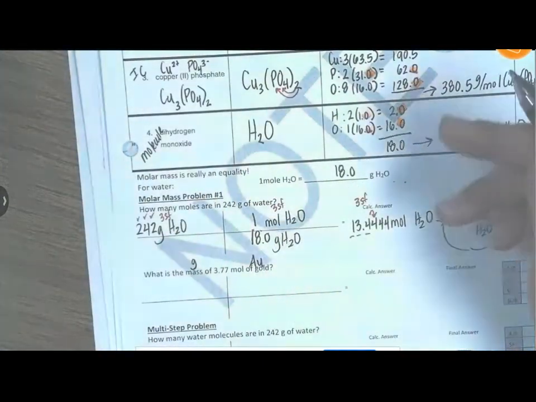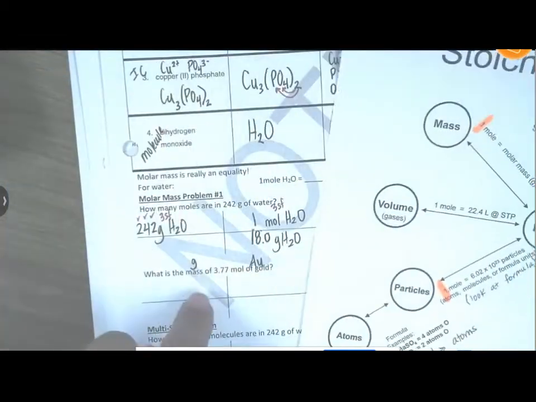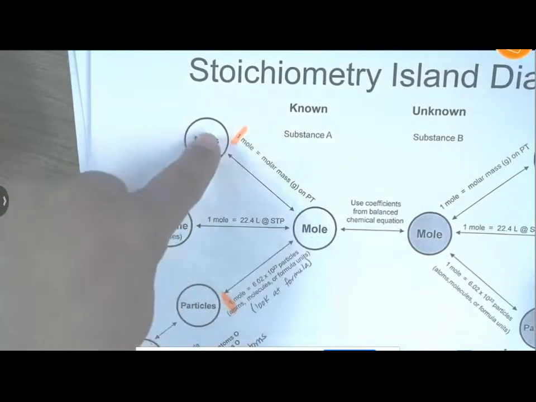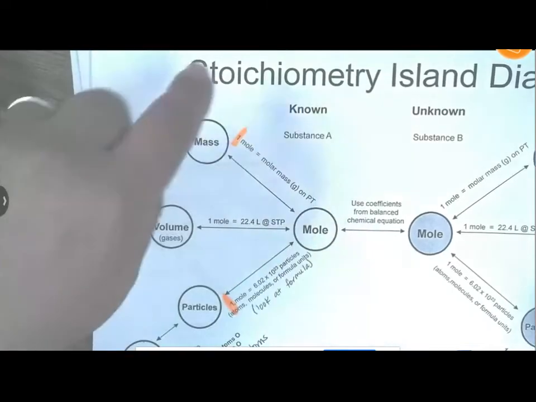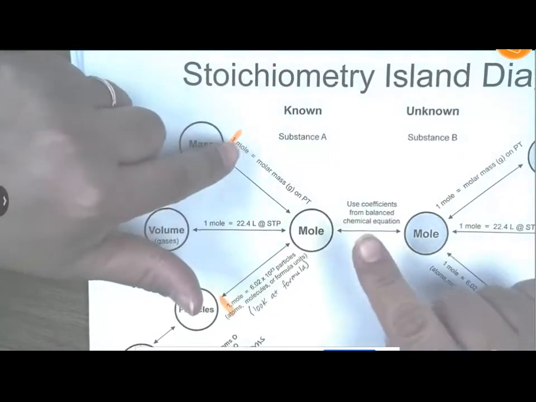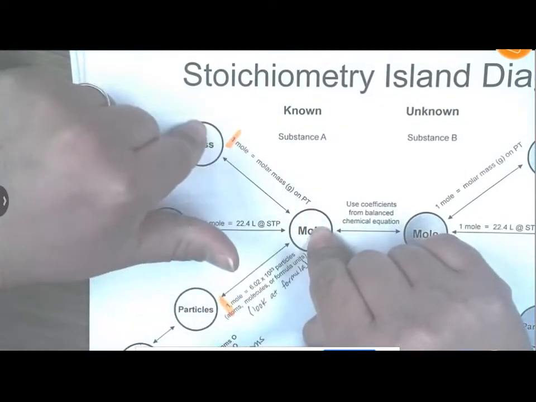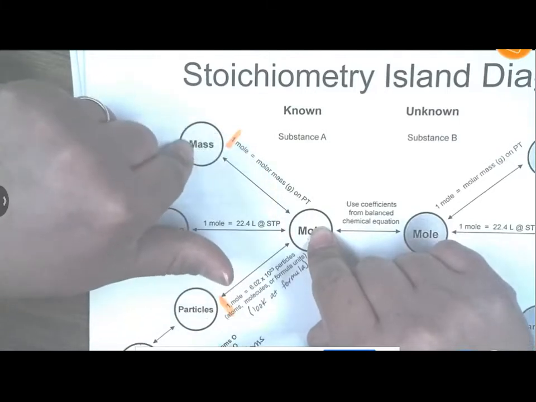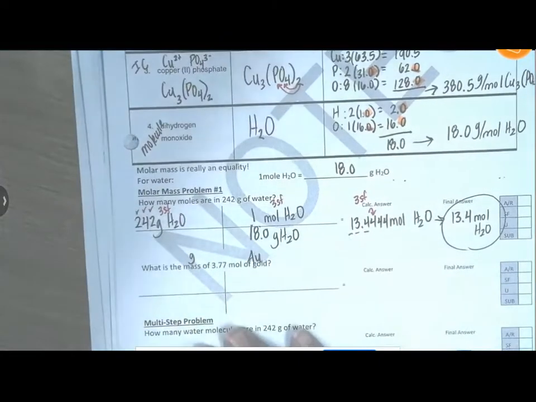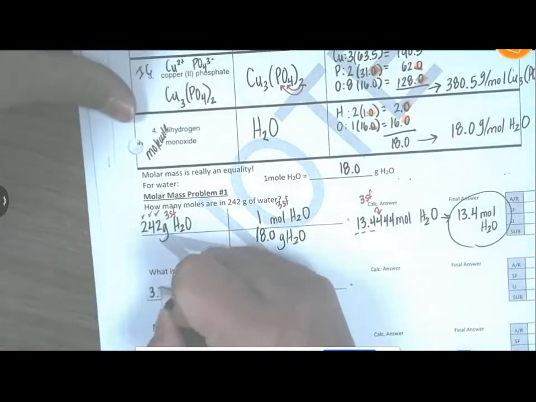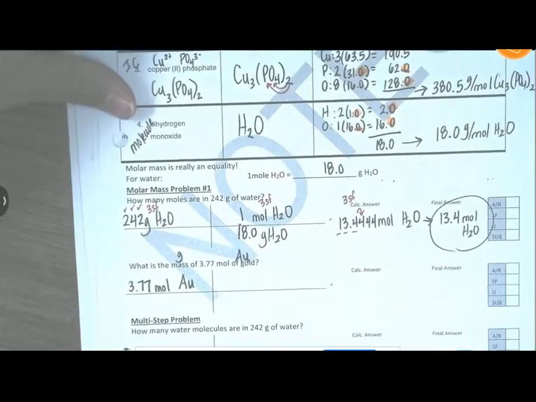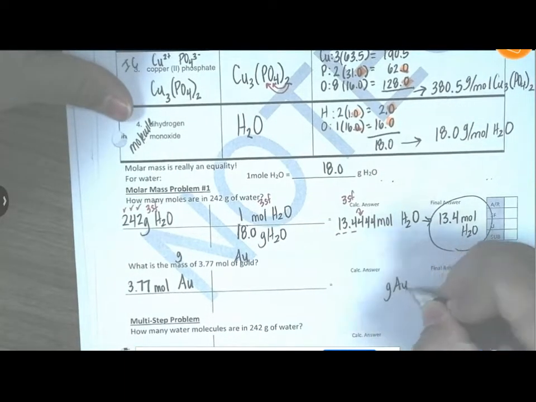And I want the mass. But they gave me moles. So I'm going to start here. Once again, after the given, it's just a one-step problem because I have to go from moles to mass. You don't want to memorize what goes in the numerator and what goes in the denominator. What you want to know is what conversion factor you have to use. In this case, we're using molar mass to get to mass. So now I'm going to start with my given. I have 3.77 moles of Au, and I want grams of Au, so I'm going to put grams of Au over here.